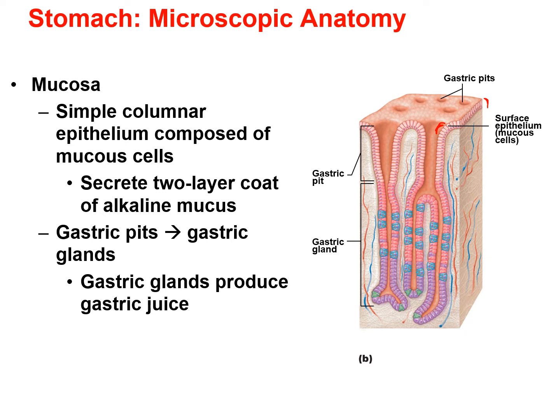The mucosa also is going to have these pits throughout the stomach, and these are called gastric pits. And so the gastric pits are going to be openings that then lead down into a gastric gland. So the gastric pit is going to be the portion where you have the simple columnar epithelial tissue lining it, and then as it dives down deeper, you transition from a gastric pit to a gastric gland. Gastric glands are going to be what produce your gastric juices.